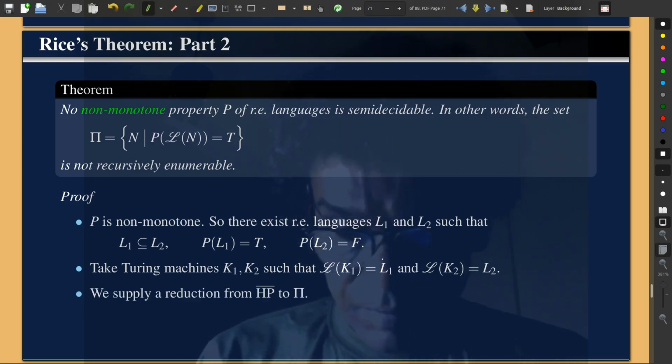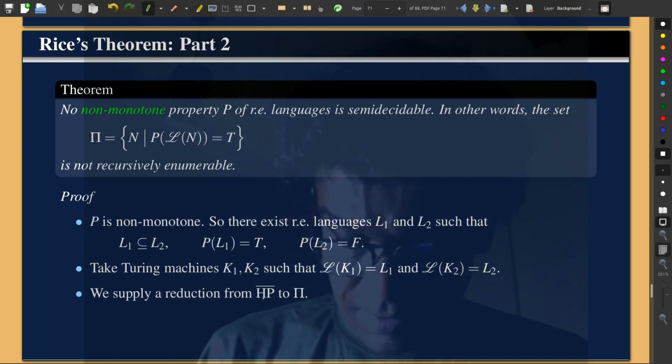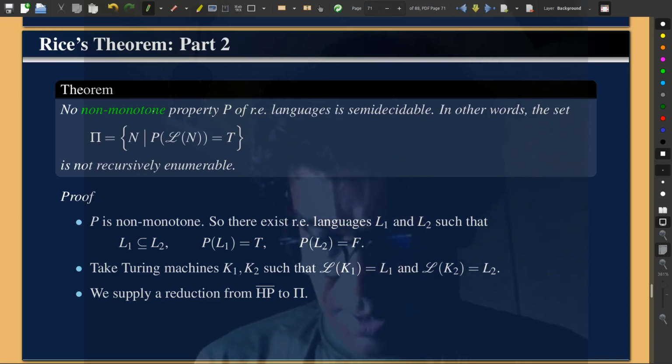Now, since this is a non-recursive-enumerability proof, a reduction from HP will not do. So I will make a reduction from the complement of HP, which is known to be not recursively enumerable, to this language pi. The reduction algorithm takes an instance of the complement of HP, which is M hash W. It will embed the knowledge of M and W in the finite control of the representative Turing machine N that will be output by the reduction algorithm.